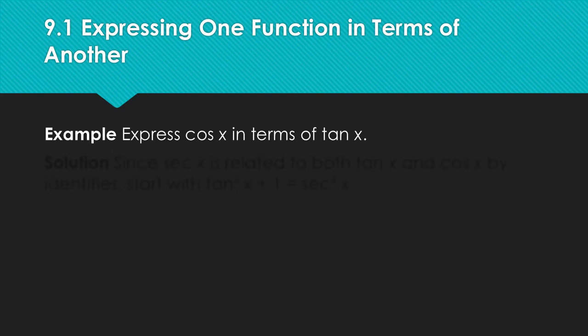So we're going to use these identities and express cosine in terms of tangent. This should be very simple. Pause, give it a try, and resume to check your answer.